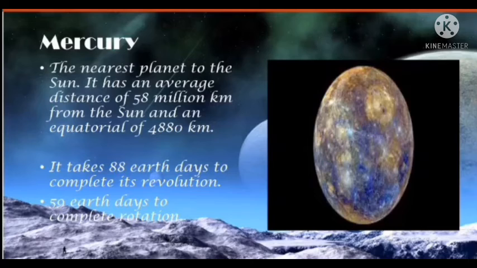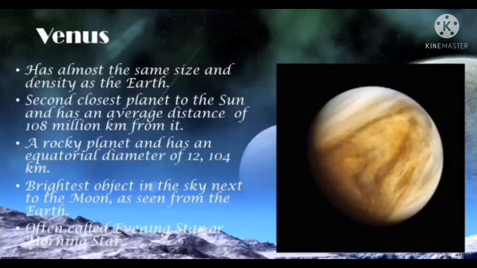It has a very thin atmosphere and has a surface temperature of up to 430 degrees Celsius during daytime and 180 degrees Celsius during nighttime. Its surface is full of craters, much like the Earth's moon. Mercury has no moon or ring around it. Venus has almost the same size and density as the Earth.